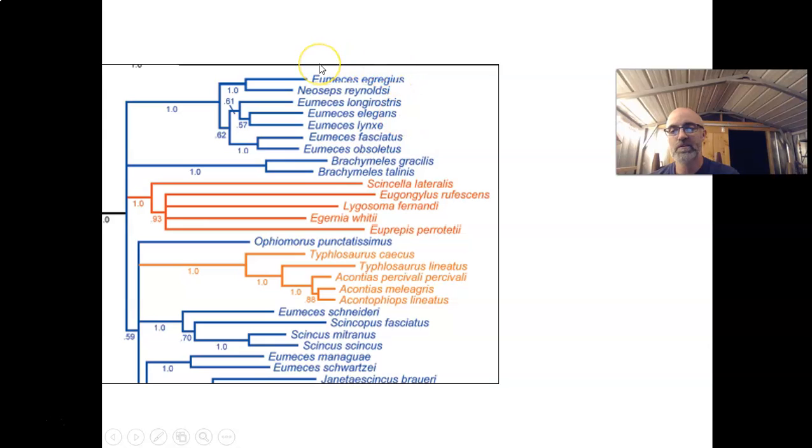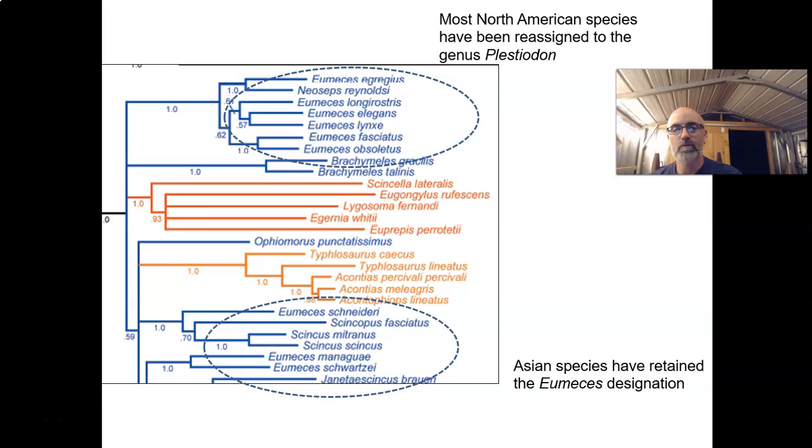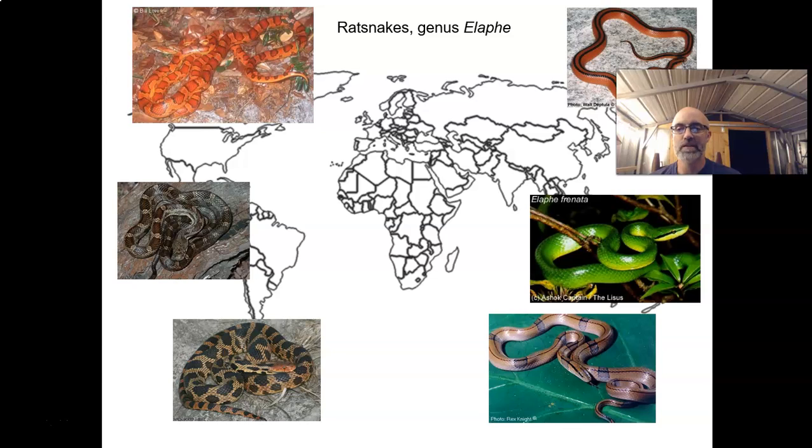All of these species, what we're calling Eumeces, now become a new genus called Pleistodon. These guys stay Eumeces. Now, when you catch a skink on campus, it's Pleistodon fasciatus, Pleistodon laticeps, or, we talked about this, Pleistodon inexpectatus, which is the southeastern five-line skink. So again, another example.